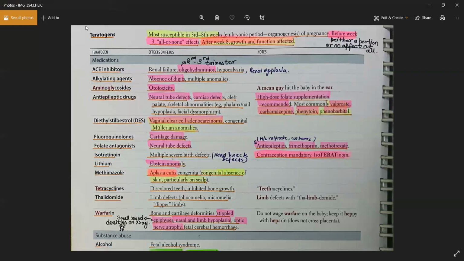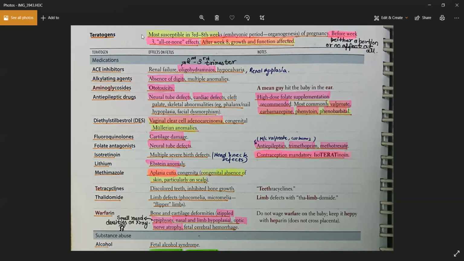Okay, so now you have teratogens, and I already told you organogenesis happens between 3 weeks to 8 weeks, right? So at that time, the fetus is very much susceptible to the teratogenic effects of all these drugs, which we're going to discuss now. After 8 weeks, you can have hypoplasia of the organ maybe. But between 3 to 8 weeks, you can have deformity of the organ.